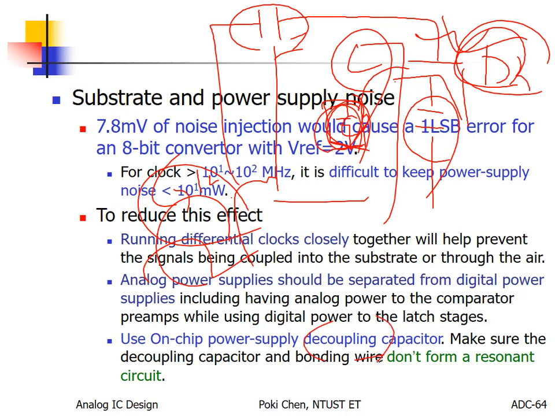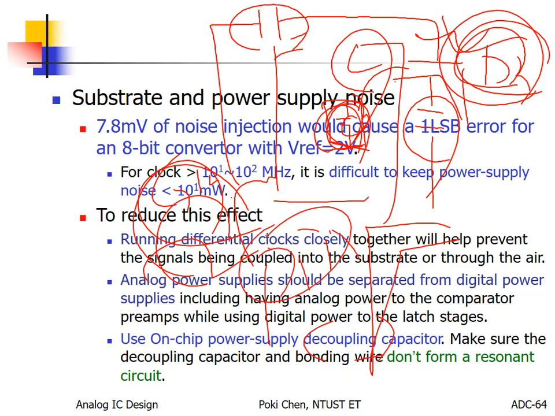Got it? Not only off chip, between your VDD and the ground pin, your metal pins. Not only that, on chip, you need to lay out some capacitors and attach them to your VDD node and your ground node. That is what I mean by on-chip decoupling capacitor.